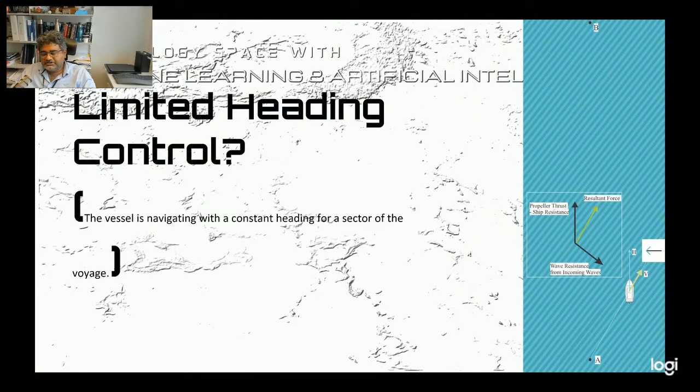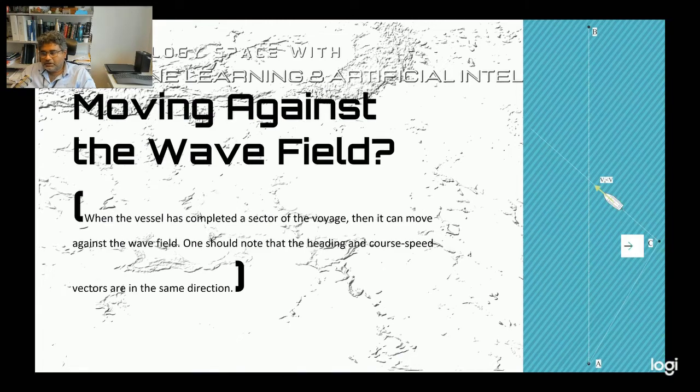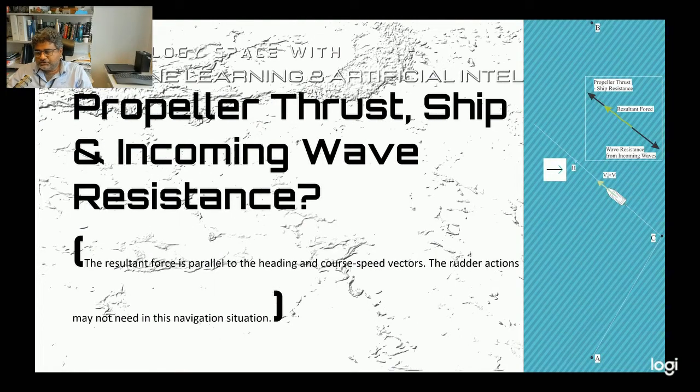So let's consider the second navigation strategy for this vessel. Under that, the vessel is executing constant heading for a sector of its voyage. Because of that, it would come to waypoint C. So this A to C consists of a sector of the total voyage of the vessel, and then it turned against the wave field. So let's try to explain the force diagram for this ship navigation condition.